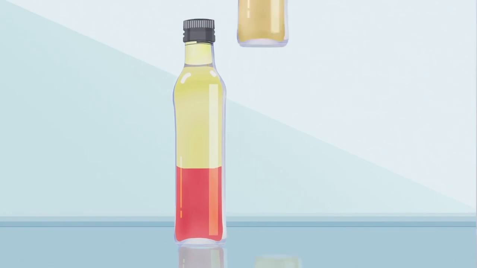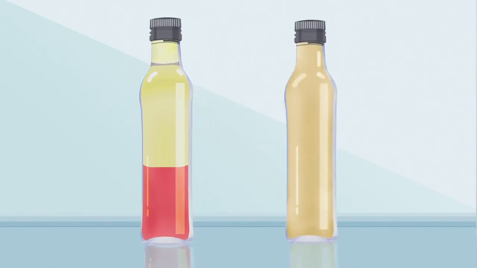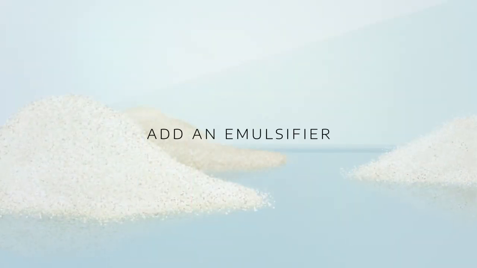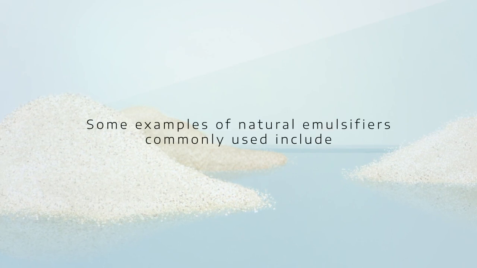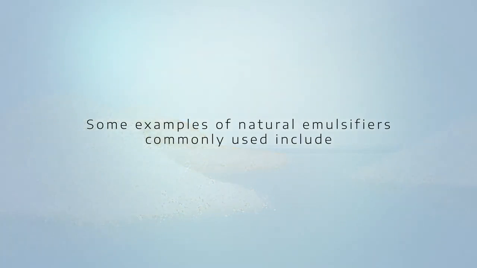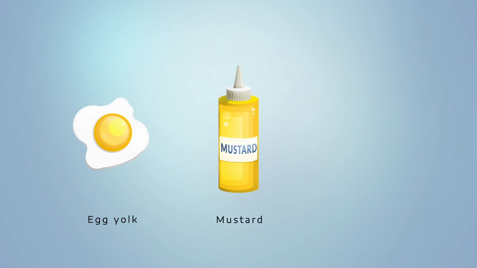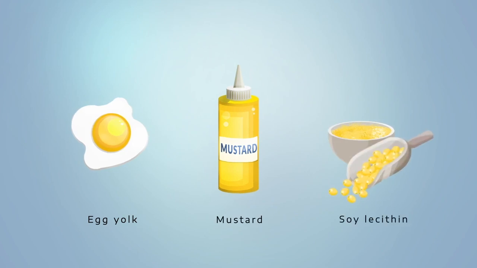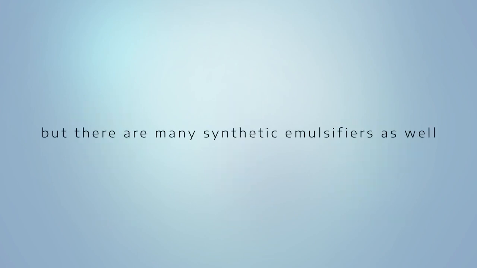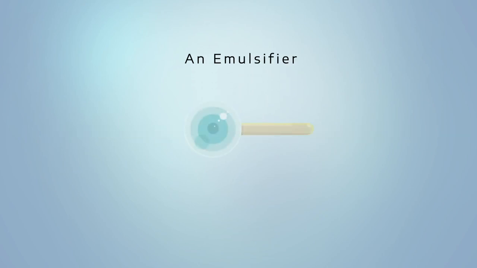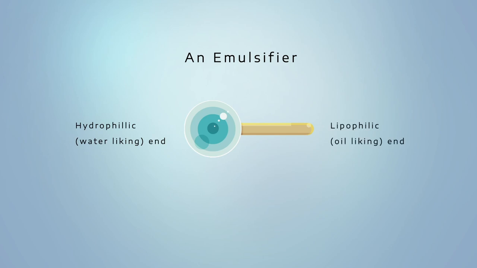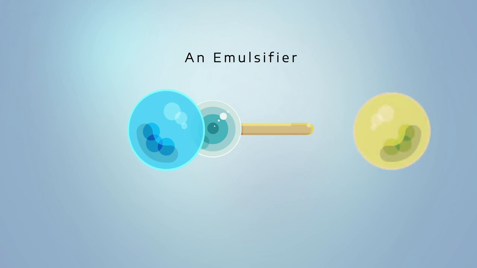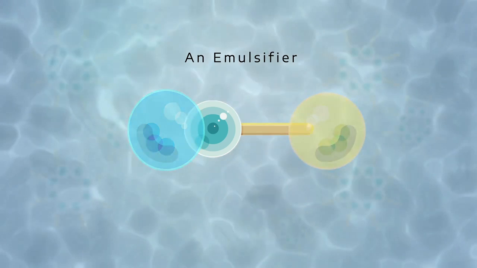To prevent that from happening and make a stable emulsion, you need to add an emulsifier. Some examples of natural emulsifiers commonly used include egg yolk, mustard, and soy lecithin, but there are many synthetic emulsifiers as well. An emulsifier has a hydrophilic, water-liking end and a lipophilic, oil-liking end. The hydrophilic end is attracted to the aqueous phase and the lipophilic end to the oil phase, and this binds them together.